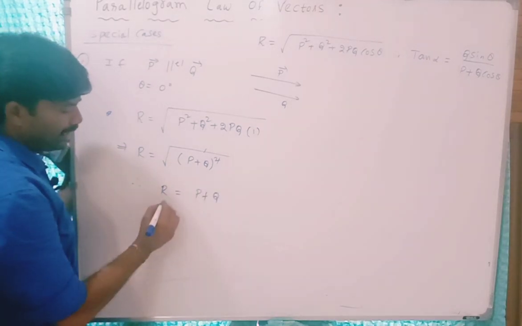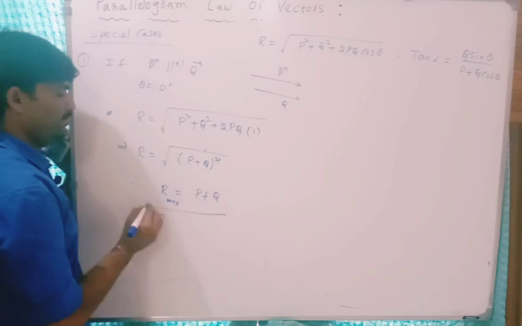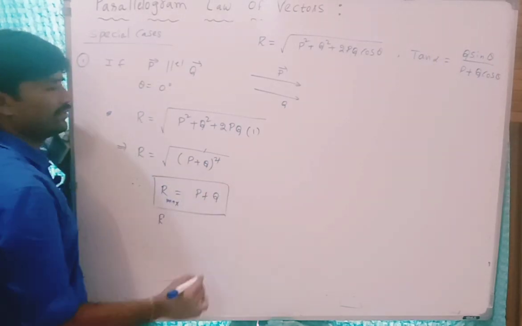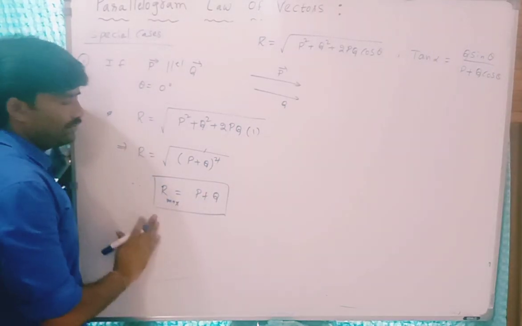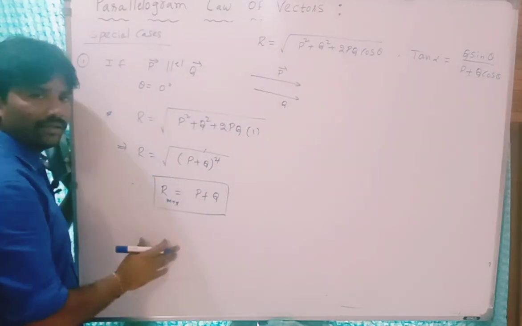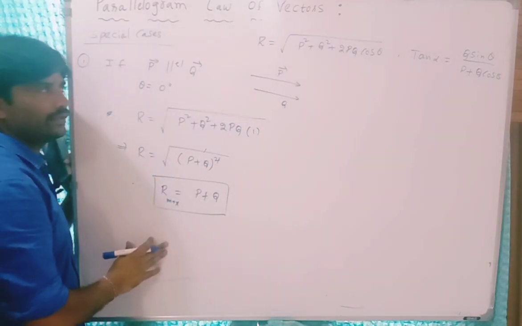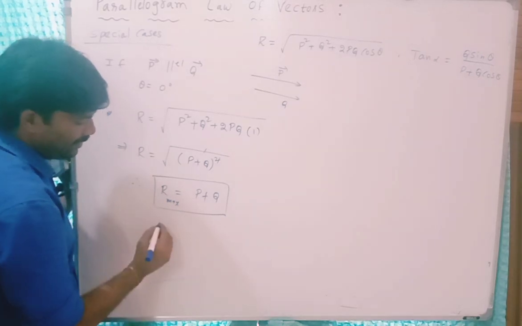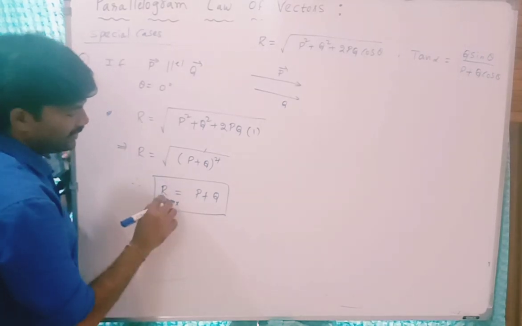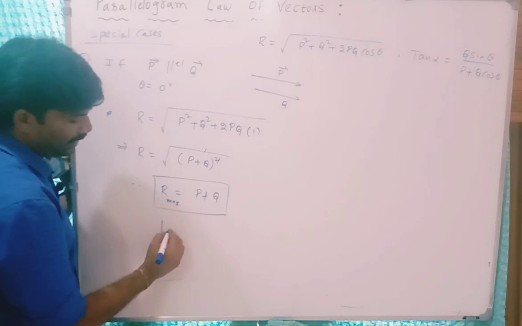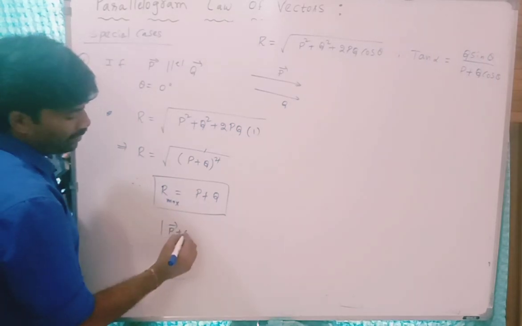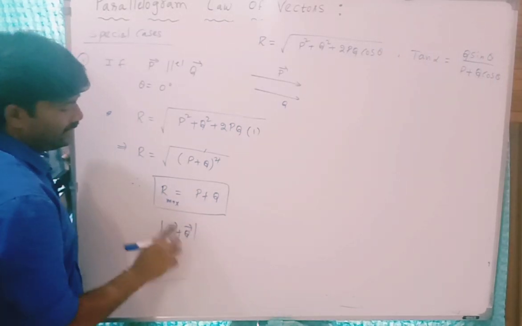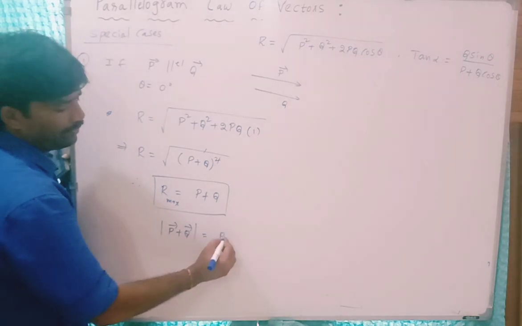This value is maximum. The magnitude of the resultant of two vectors is maximum when those are parallel to each other. So if two vectors are parallel, the magnitude of the resultant is maximum. Or you can write, this is the magnitude of r, but actually what is r? P bar plus q bar. R is this. Its magnitude is equal to p plus q.